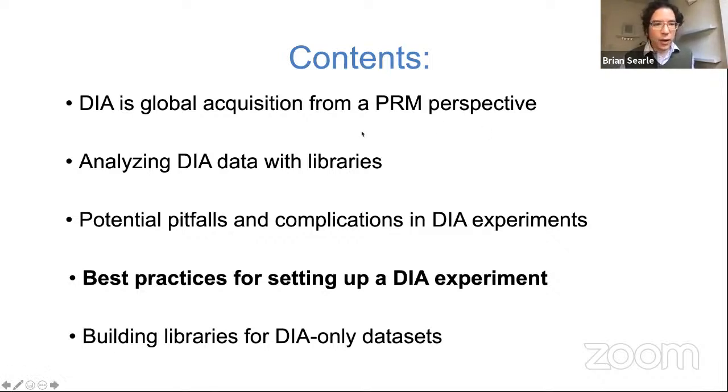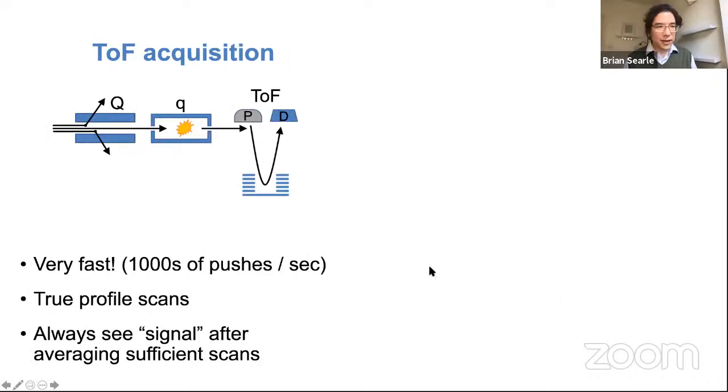Okay, so best practices for setting up DIA, and then we're going to talk about building DIA-only library data sets because they kind of go hand in hand. At this point, from my perspective, I have stopped acquiring DDA-based libraries. Most of my work now uses DIA-only libraries because I find it to be just as accurate and considerably faster for the work that I am interested in doing.